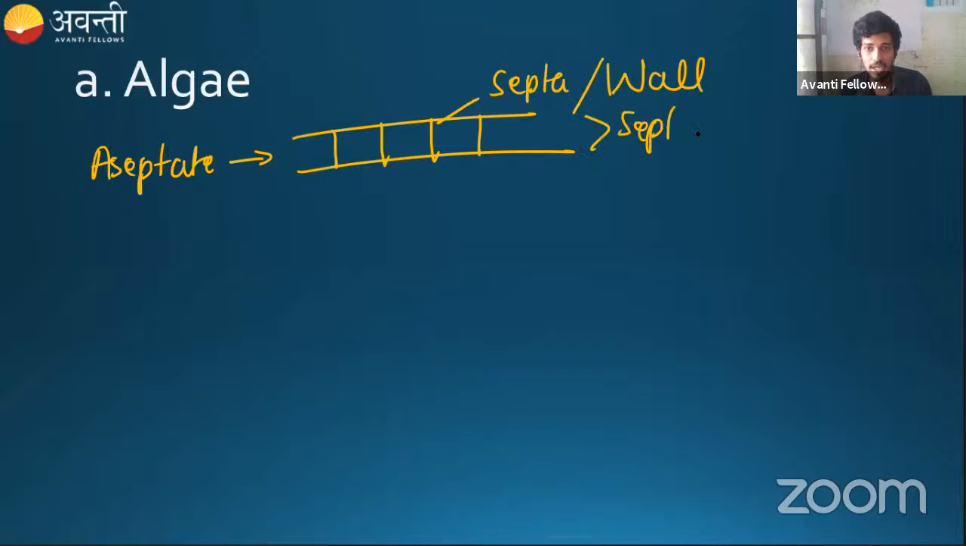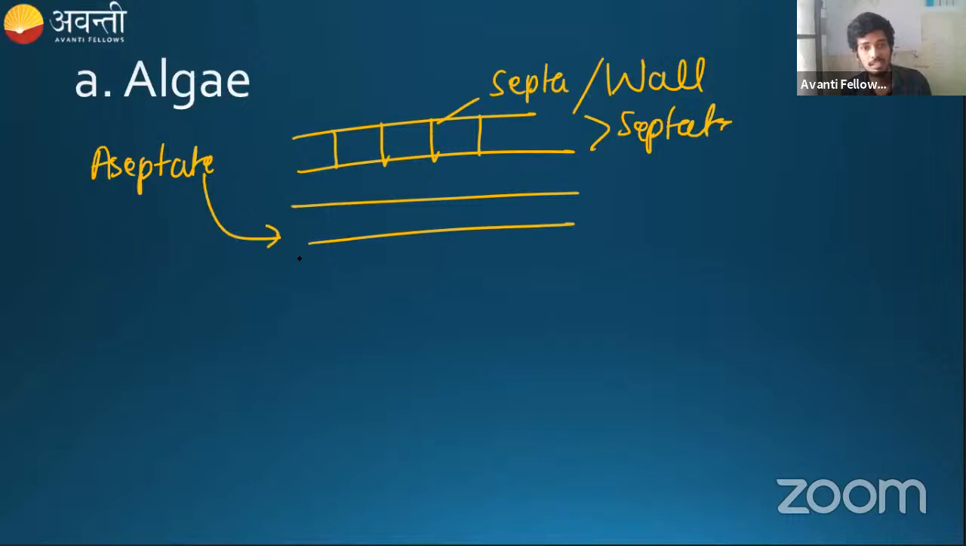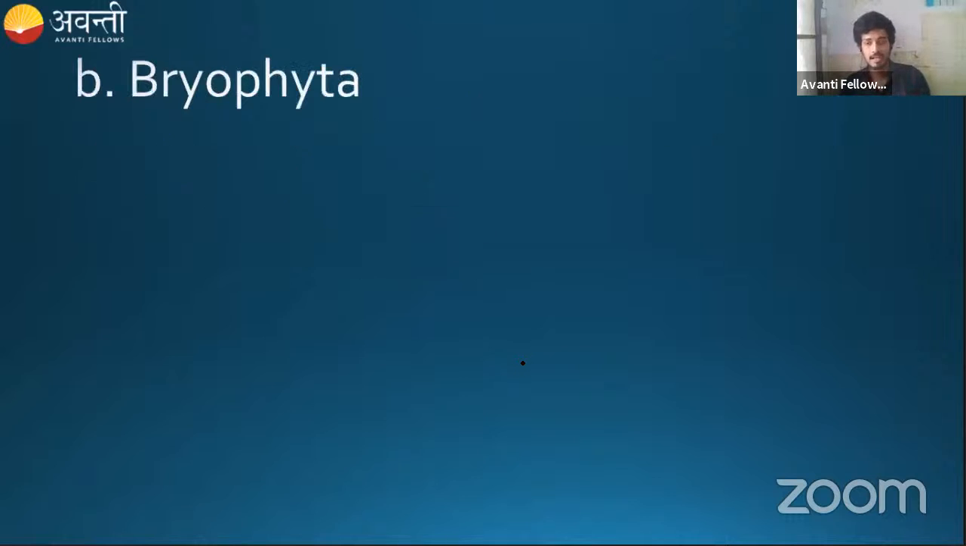Sometimes what happens is these do not contain any walls like this, then we call it aseptate, because no walls are there. So any more doubts regarding algae, or anything you don't understand? Anything about bryophytes?